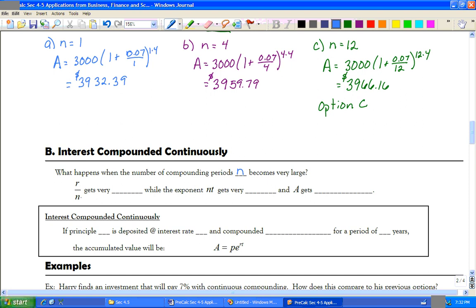Well, our interest rate over a very large number is going to give us a smaller value. So the ratio of r over n gets very small, while the exponent n times t gets very large. And we've seen from our previous answers, our accumulated value gets larger and larger.